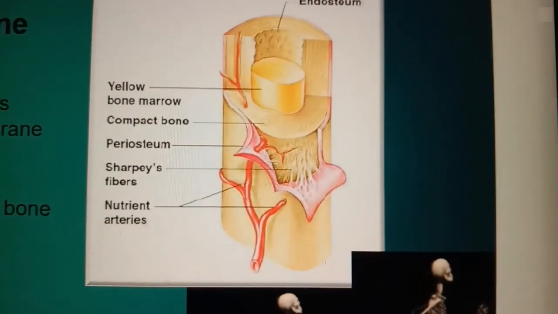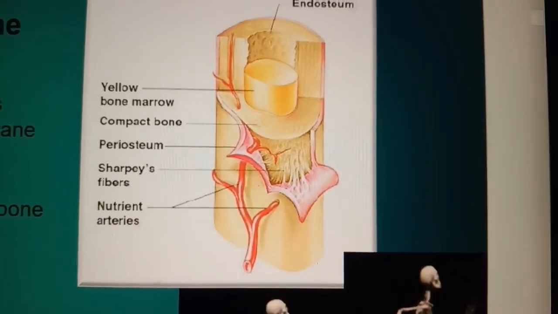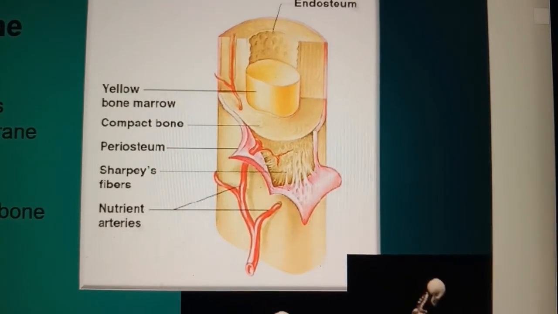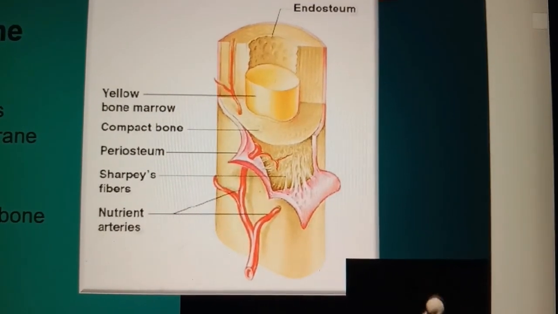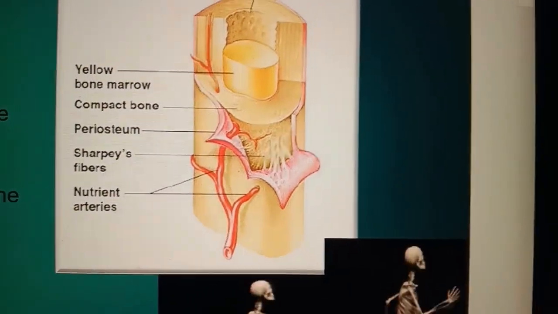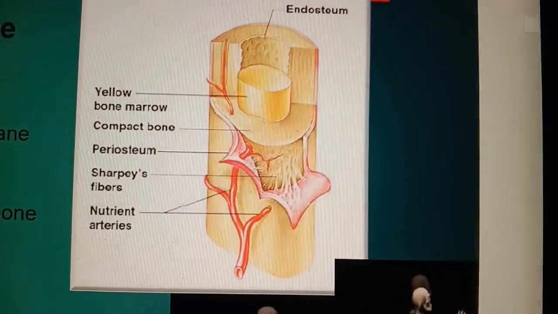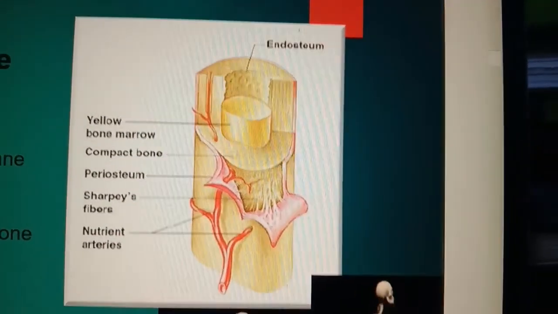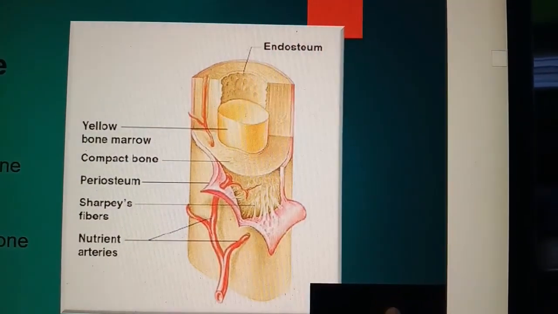And of course, we have the arteries. So what happens? The action is to supply bone cells with nutrients. So these arteries supply bone cells with nutrients. So that's the structures of the long bone.